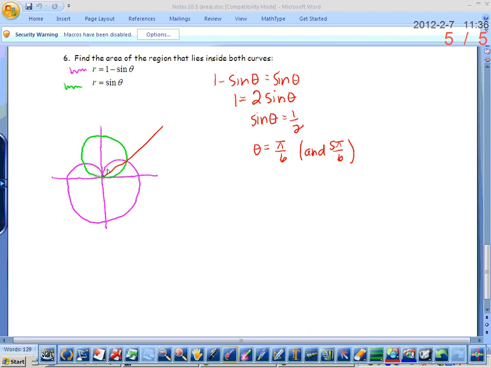All right, and the region that's common to both of them is this little part right here. Okay, so I'm going to have to integrate the green graph from the pole to that point of intersection. So how can I verify the angle measure of when that green graph hits the pole? Right, where the green graph equals 0 or where sine theta equals 0, which is at 0.